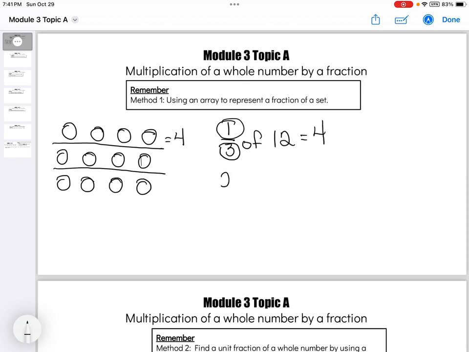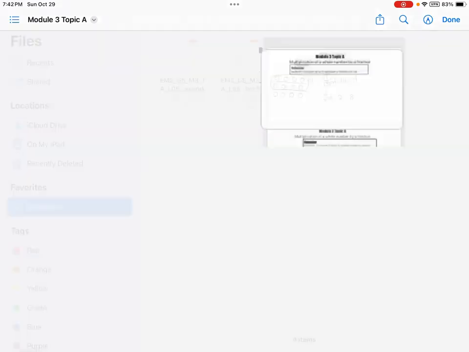The same goes if I ask what is 2/3 of 12? We would be looking at 2 of these rows, which would be equal to 8. And the same goes for the rest.